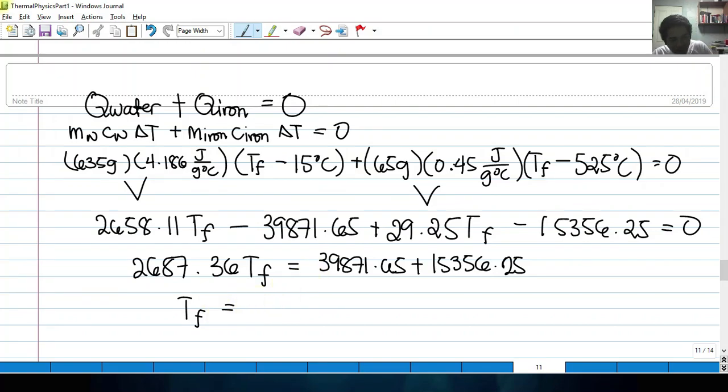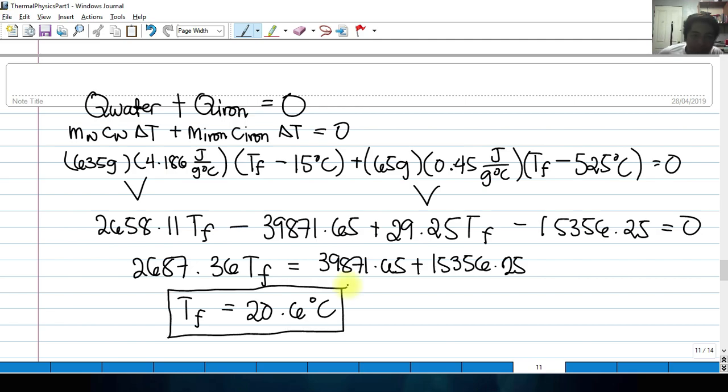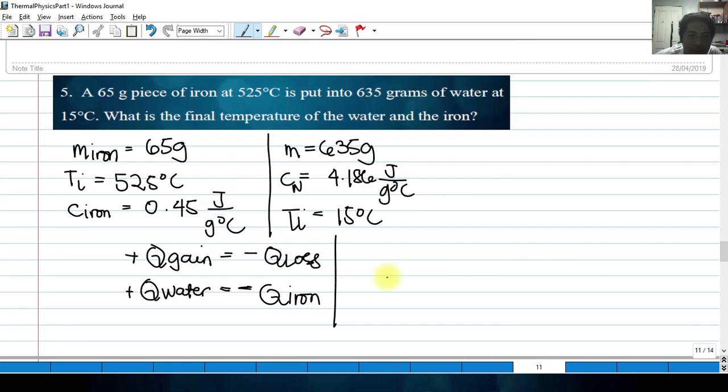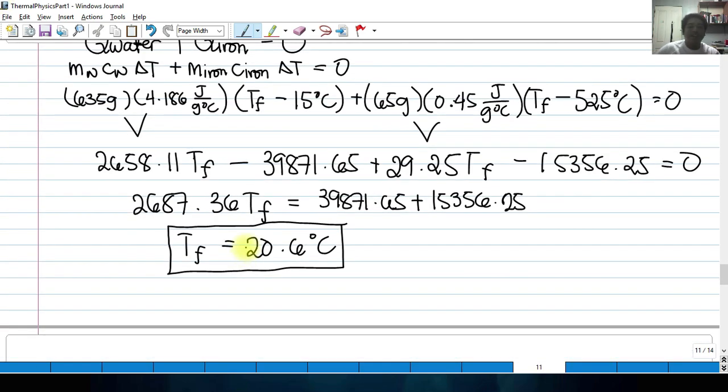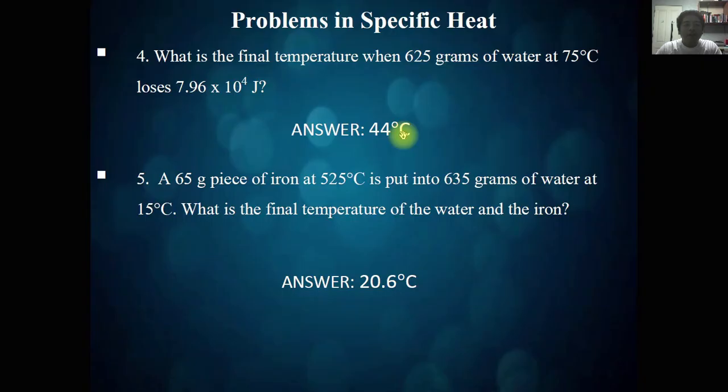20.6 degrees Celsius, which is actually really correct. Why? Because the final temperature of both substances should not be greater than 25 nor less than 15 degrees Celsius. It must be in between, which is actually correct. 20.6 degrees Celsius. So going back to our PowerPoint presentation, let's proceed.